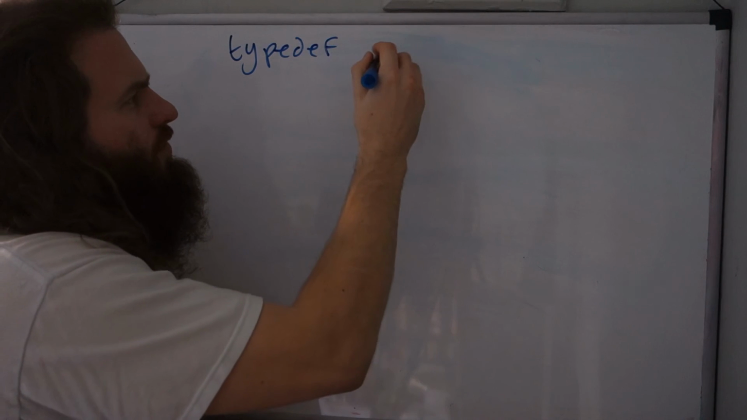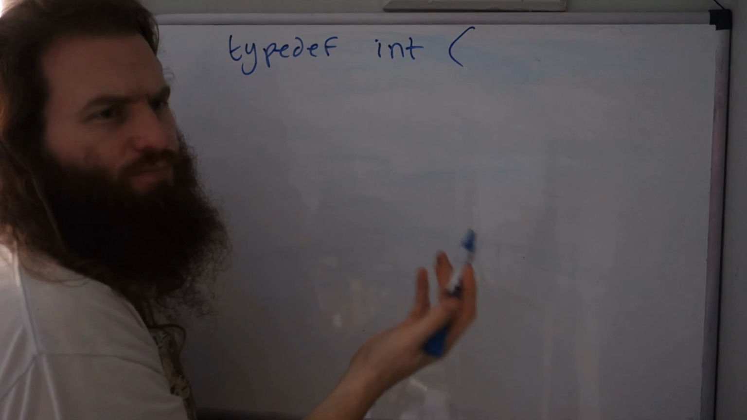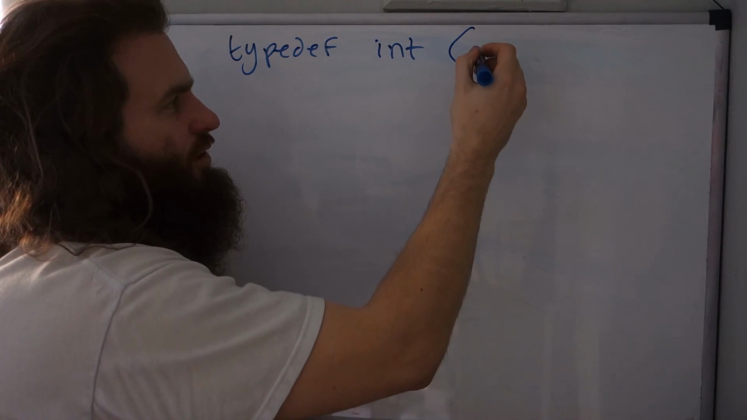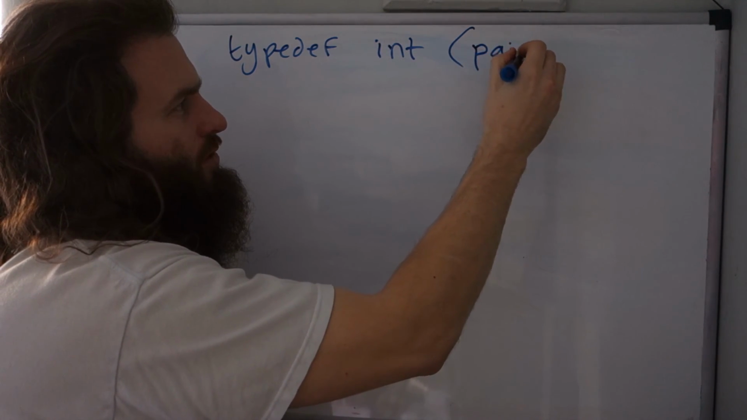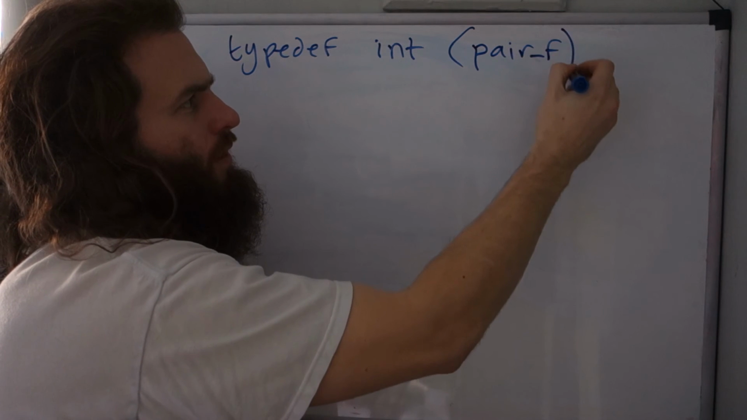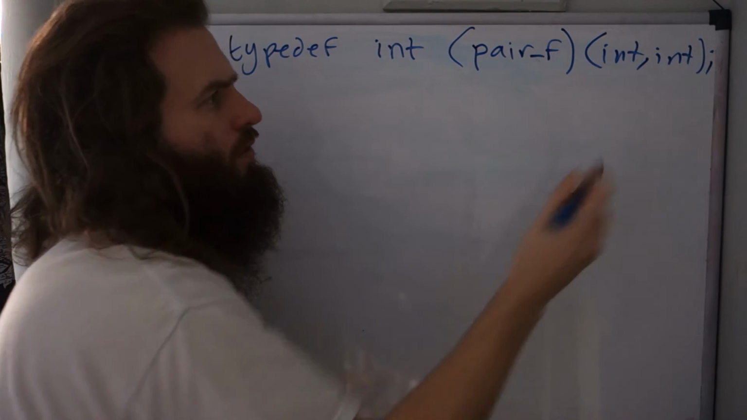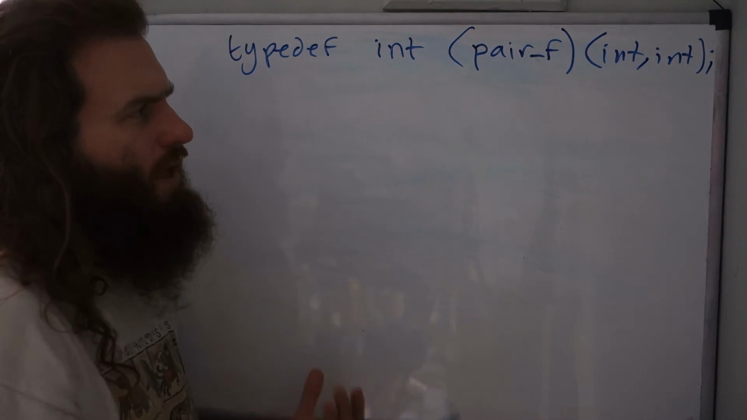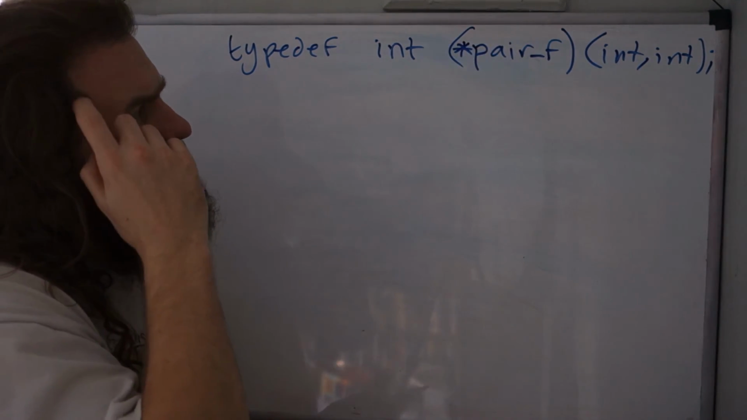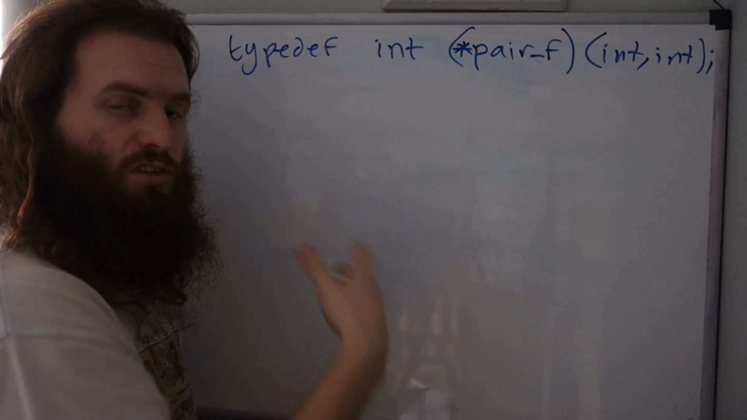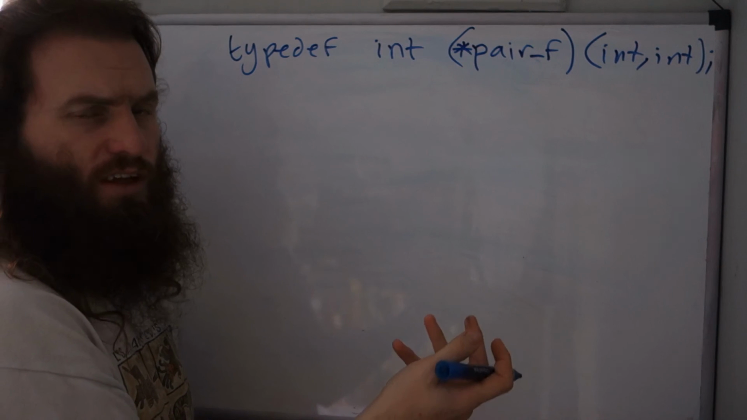So if we typedef our function, so it returns an int, and we'll give it the name, I don't know, pair function. It takes a pair of arguments, pairf, and it takes two ints. We've now created a type called pairf, whose type, sorry, there's an asterisk there, is a function which takes two integers and returns an integer. We can now use that in another function definition.